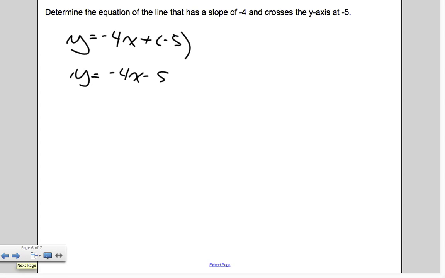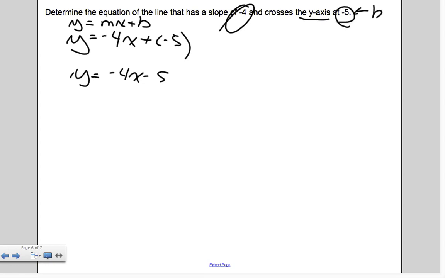It's -5. Basically, what Thomas is saying is, we start off with y is equal to mx plus b. Here's our slope. When it says it crosses the y-axis, what is that really? Y-intercept, that's your b value.